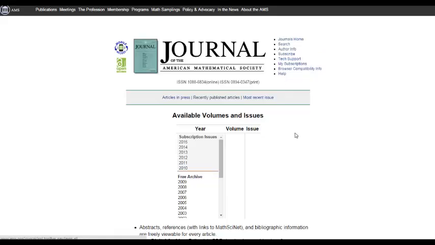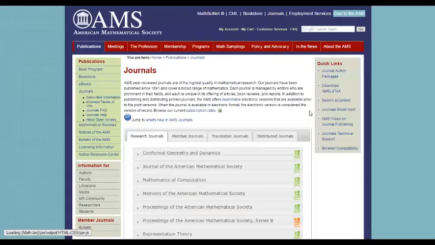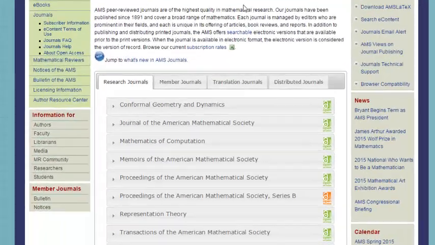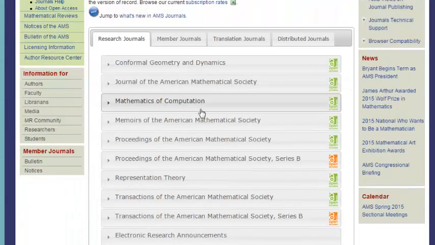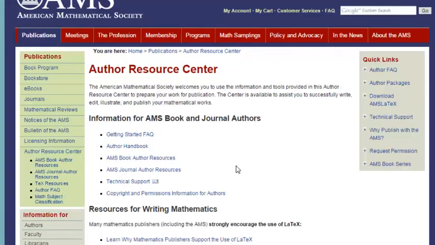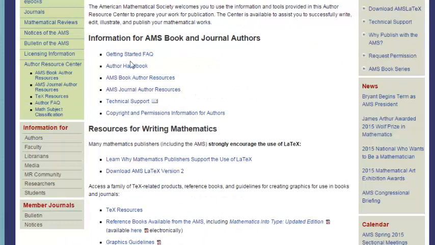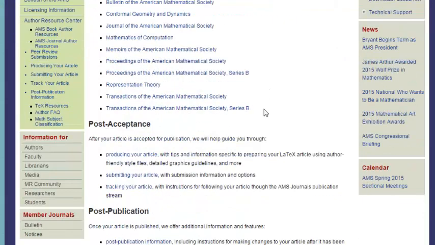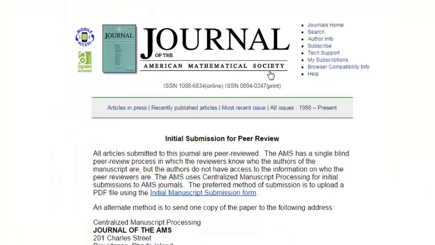Again, we're going to check out the home page, which has a lot of information on it. Looks like this society actually publishes a bunch of different journals, but I'm going to come over here and look at information for authors. And let's look at journal author resources. This is the one that I started looking at, so I'm just going to continue with that.